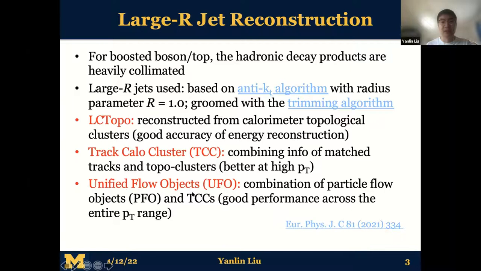Then we also have the unified flow objects, UFO. It's a combination of particle flow objects and the TCC. It has good performance across the entire pT range.